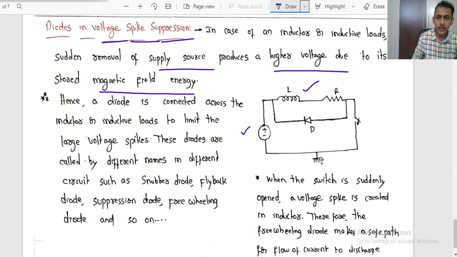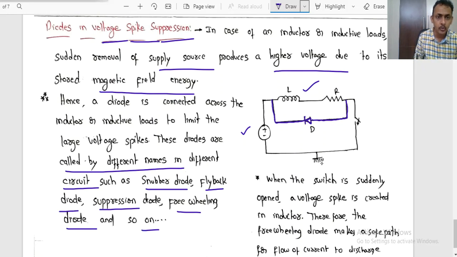So one thing we can do is add a diode in parallel to the inductive load like this, where it is going to provide a path for the high voltages generated when there is a sudden opening of the source switch, right? These diodes are called by different names in different circuits: snubber diode, flyback diode, suppression diode, freewheeling diode, and so on, depending upon the circuit you are using.